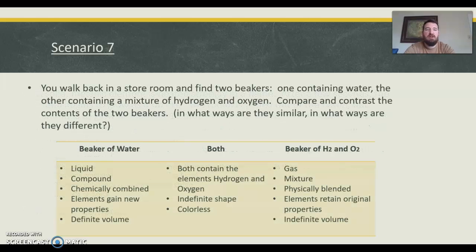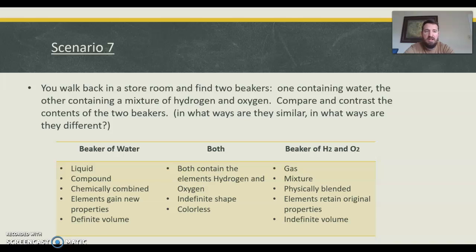And the last of our scenarios. Scenario 7. You walk back in a storeroom and find 2 beakers, one containing water, the other containing a mixture of hydrogen and oxygen. Compare and contrast the contents of the 2 beakers. In what ways are they similar, and in what ways are they different?